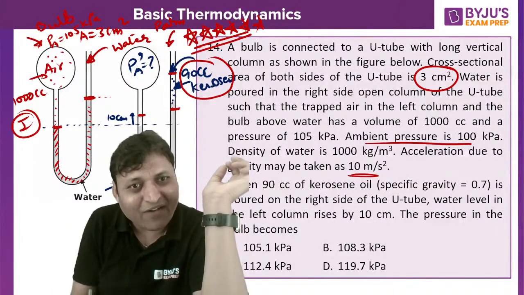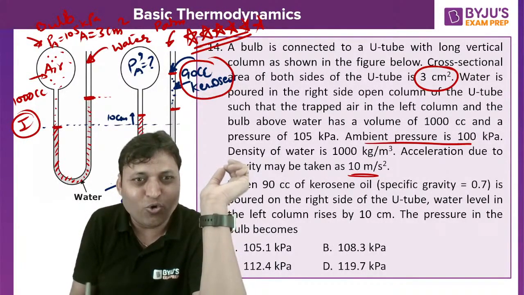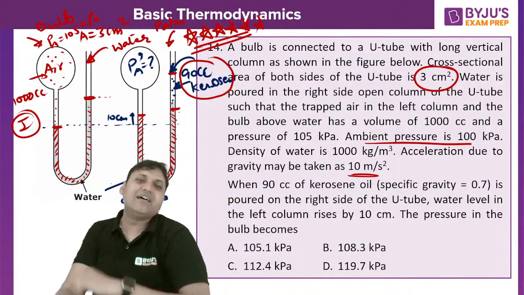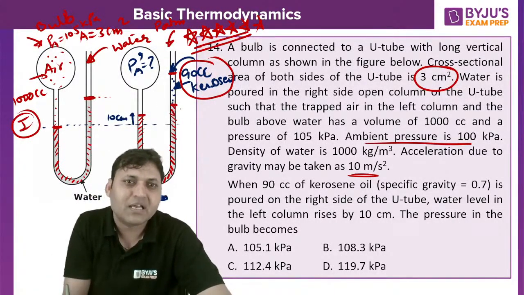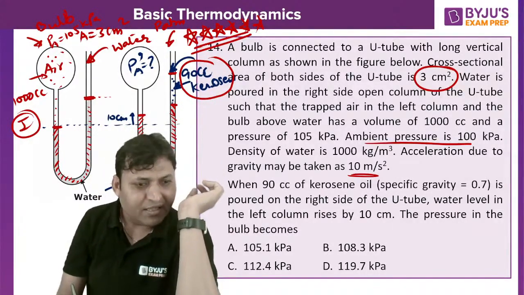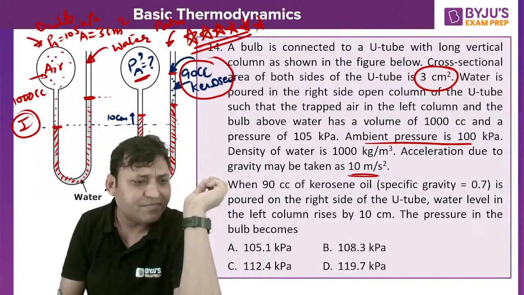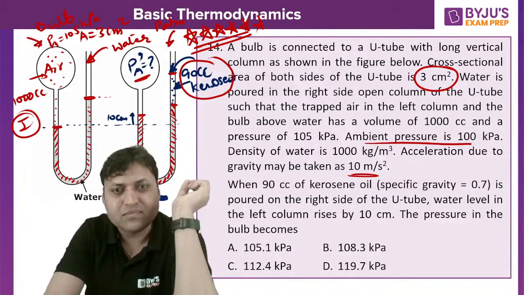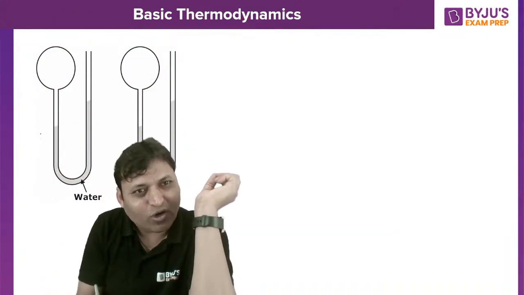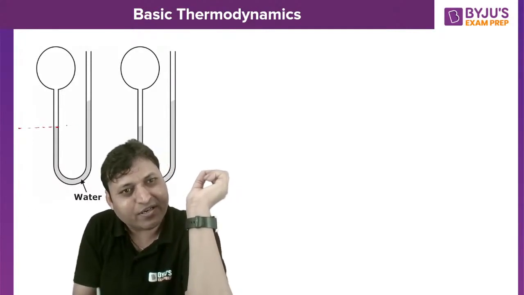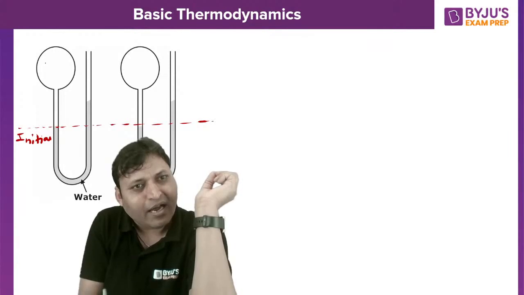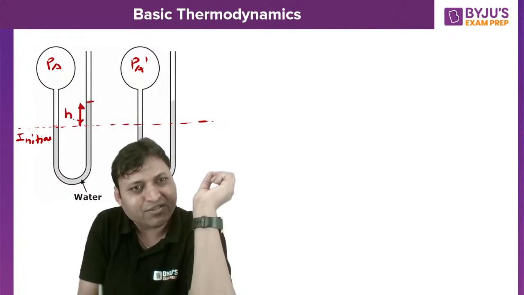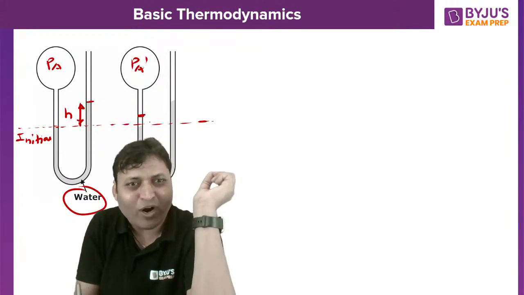The rise of water level in the left limb is given as 10 centimeter. What is the new pressure? They are not the same actually. This level will not be the same. Then what will be the value of PA dash? Can you guys solve it? What is the answer? So we need two equations. Look how to solve it. Let us say this is the initial level. This is initial. Here it is PA, here it is PA dash. And let me call this H. This is completely water. And then the water will be something like this.